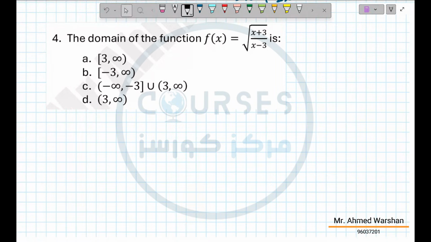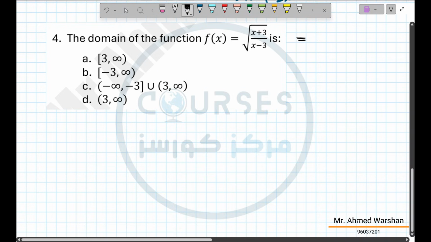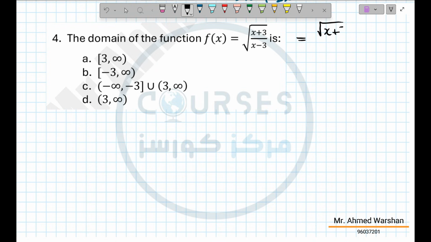The domain of the function f of x equals square root of x plus 3 over x minus 3. Again, like the previous problem, we said we can distribute the root over multiplication and division. So the trick to this problem is to just distribute the root. This will be square root of x plus 3 over square root of x minus 3.